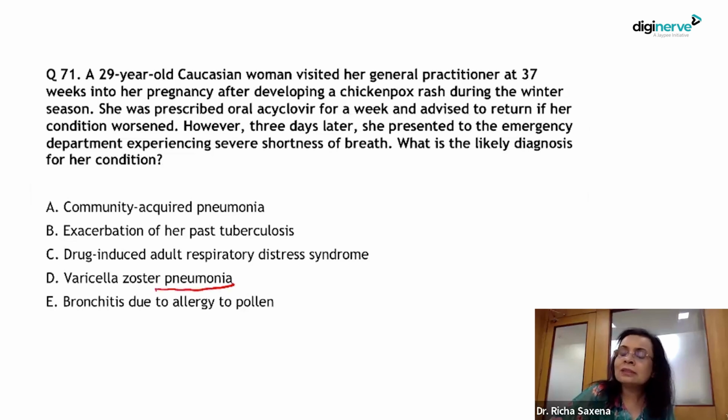And this is the reason why varicella infection during pregnancy is particularly dangerous, because this can exacerbate and worsen and cause pneumonia. And varicella zoster pneumonia is a common complication of varicella zoster infection during pregnancy. And that is why if a woman is exposed to a child with a chickenpox rash, it becomes slightly important to manage that patient.